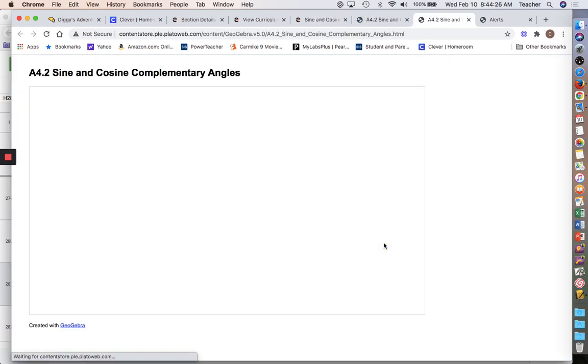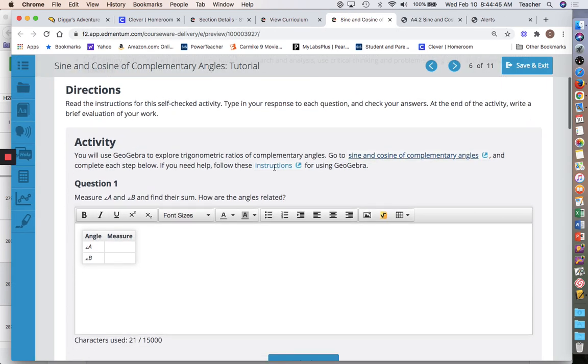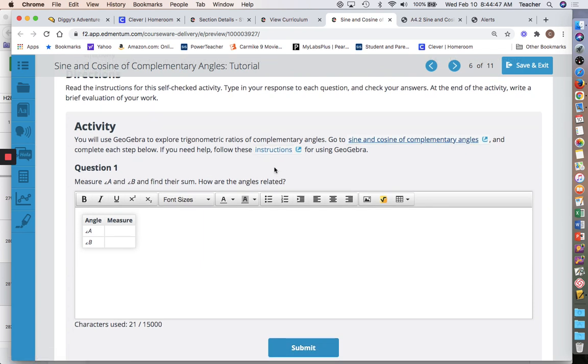I'm going to open up my GeoGebra and see what I'm looking at. Okay, well, got a right triangle, and I knew that was going to come because trig is really all about right triangles. Oh, did it open it up twice? Yeah, it did. Okay, let me close one. All right. Measure angle A and B and find their sum. How are the angles related?